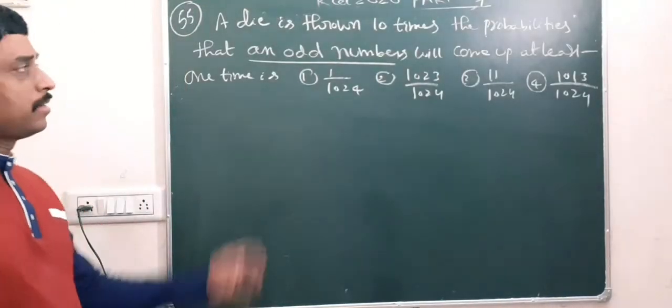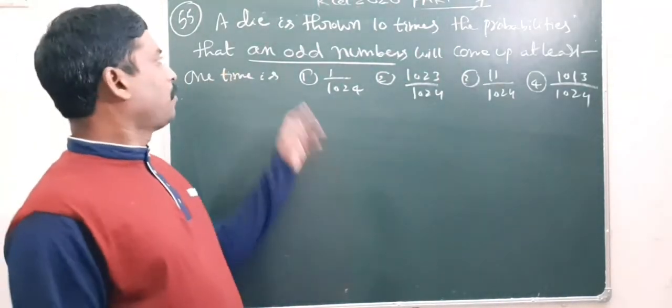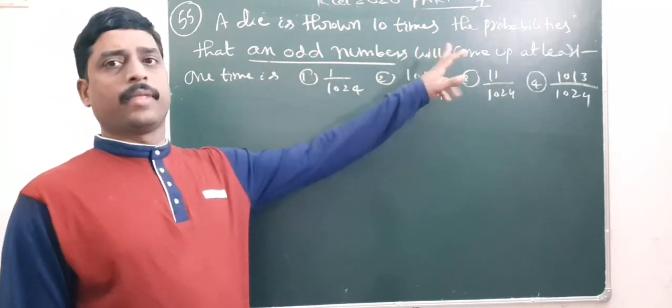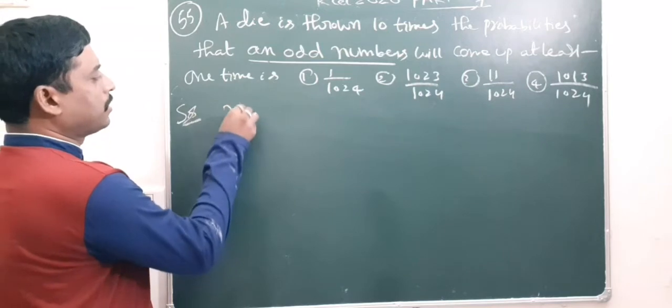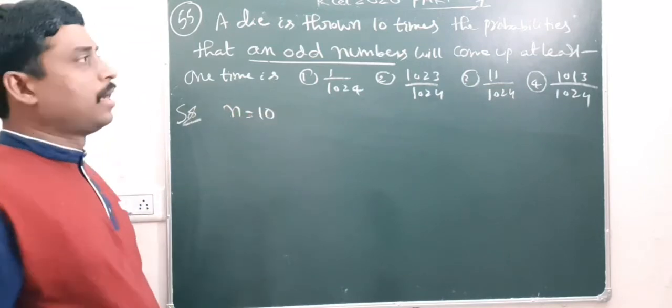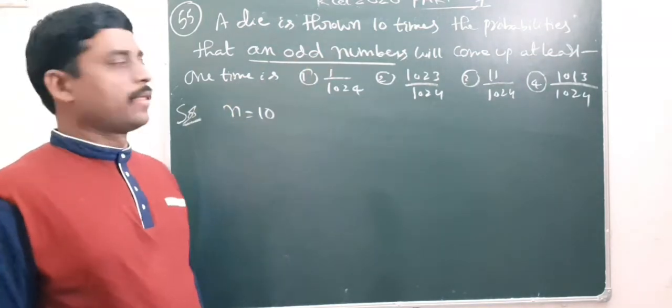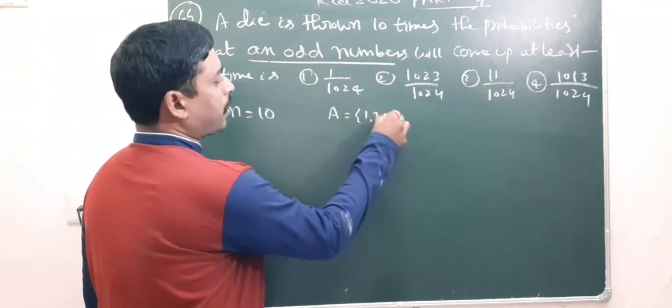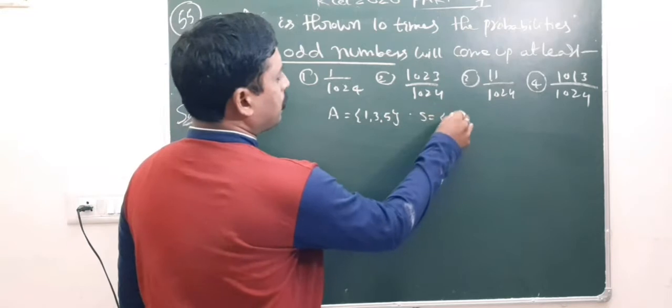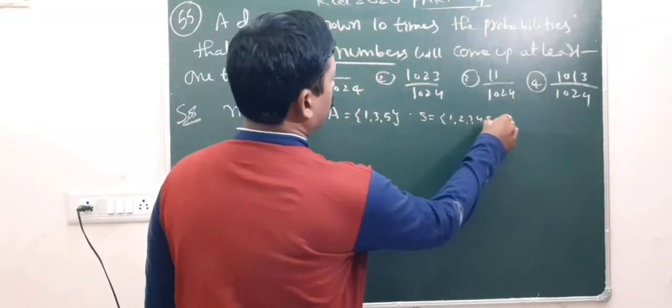Question number 55. A die is thrown 10 times. The probability that an odd number will come up at least once. A die is thrown 10 times, n is equal to 10 given. Let A be the event of getting odd numbers 1, 3, 5. So S is equal to 1, 2, 3, 4, 5, 6.